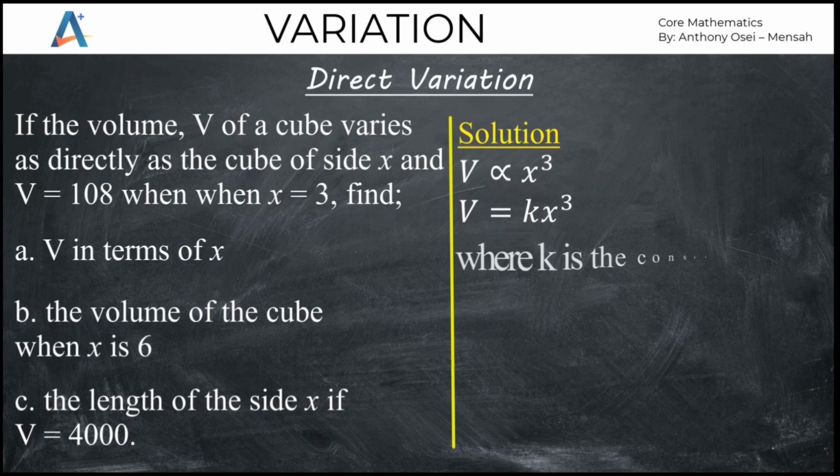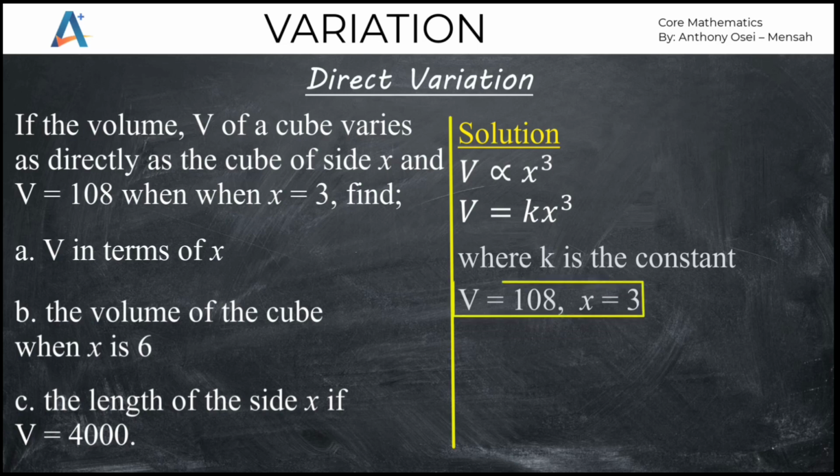So where k is a constant. I've introduced a constant in our solution, so we have to find the value of the constant. So the question must provide two values for V and the value for x. So the two values are V is equal to 108 and x is equal to 3.